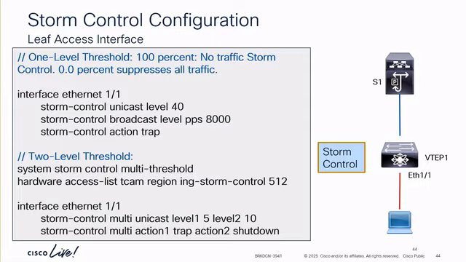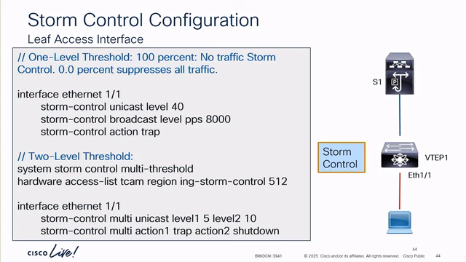The corrective action can be, by default, to send an SNMP trap, or we can shut down the interface. So here you see an example, Ethernet 1.1. We're setting the storm control for unicast traffic level 40%, right? That 40 represents the amount of unknown unicast traffic level on that interface. If it exceeds 40%, I'm going to send an SNMP trap.